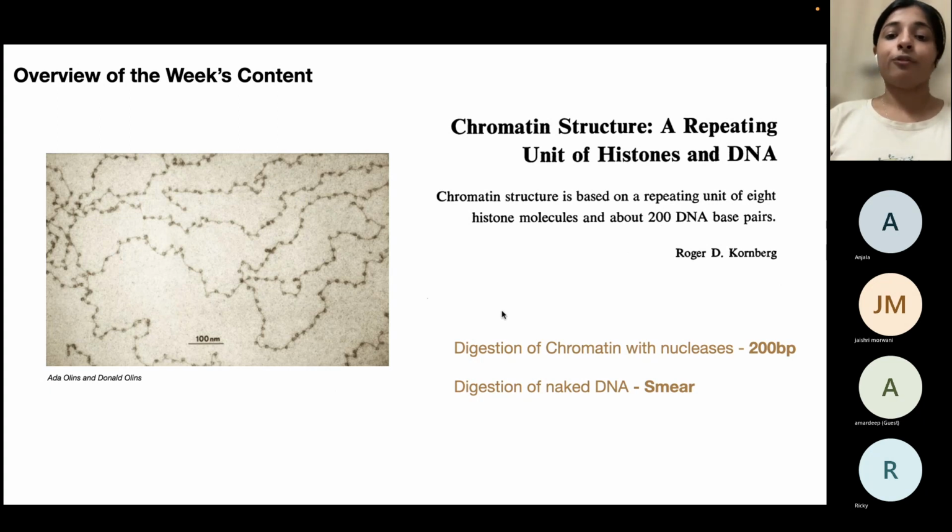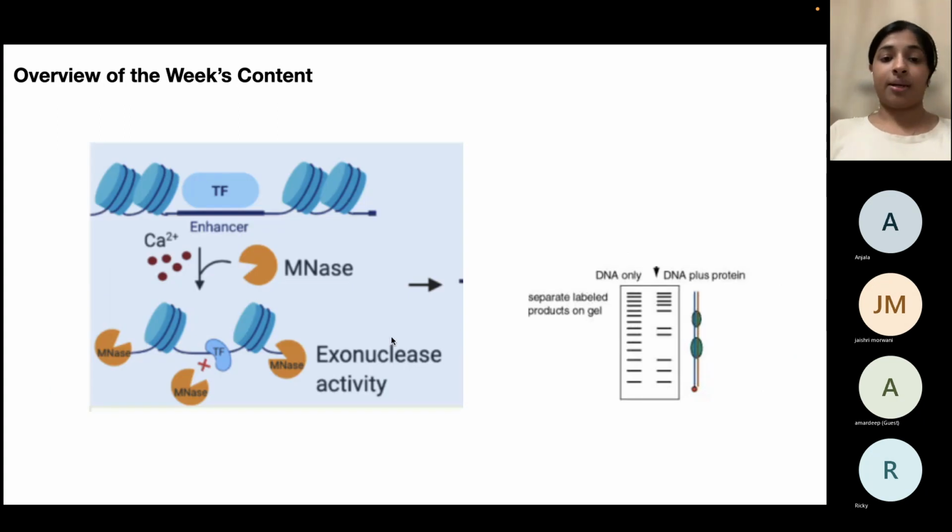They found that if you digest the entire chromatin with nucleases, which are essentially proteins that are able to chop up your DNA, exonucleases being those that can only chop up DNA from the ends, then there are these fragments formed of 200 base pairs each. However, if you strip the chromatin of any associating protein and it's just the naked DNA, then there is an equal distribution of all sizes of DNA, and a smear is observed on the electrophoretic gel. So again, this is the representation of what was observed.